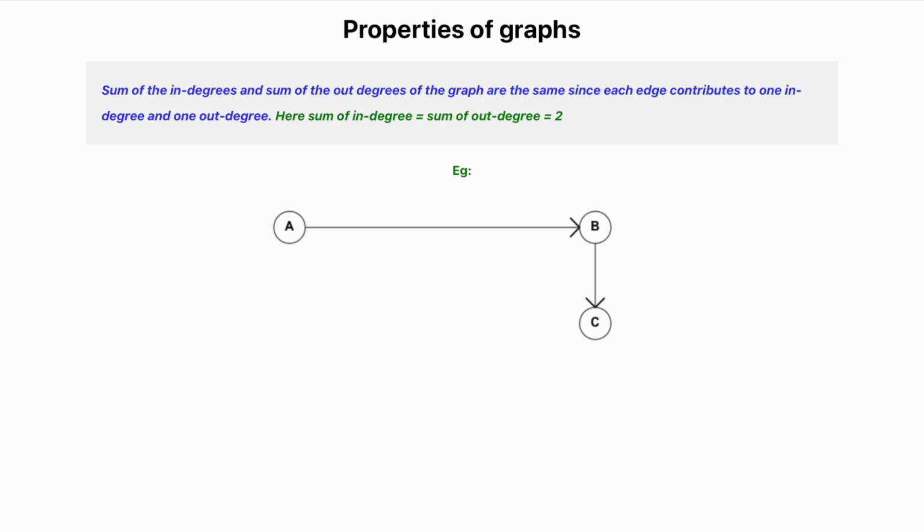The sum of the in-degrees and the sum of the out-degrees of the graph are the same, since each edge contributes one in-degree and one out-degree. Here, the sum of in-degrees of the graph is equal to the sum of out-degrees of the graph, which is equal to 2.